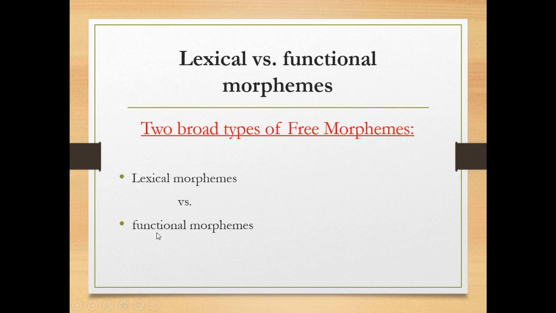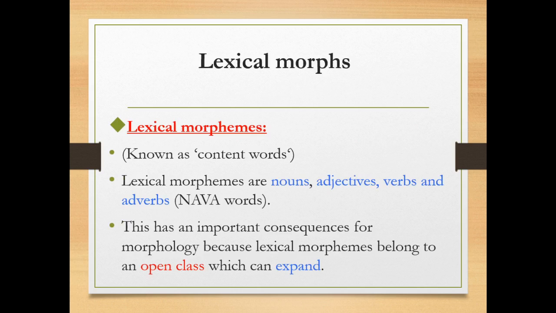Let's explain lexical versus functional morphemes. There are two broad categories of free morphemes, lexical and functional. Lexical morphemes are known as content words. Lexical morphemes are the morphemes that can stand alone and carry a meaning. For example, nouns, adjectives, verbs and adverbs. These words are lexical morphemes. This is an important consequence for morphology because lexical morphemes belong to an open class which can expand. New lexical morphemes can easily be added to a language.